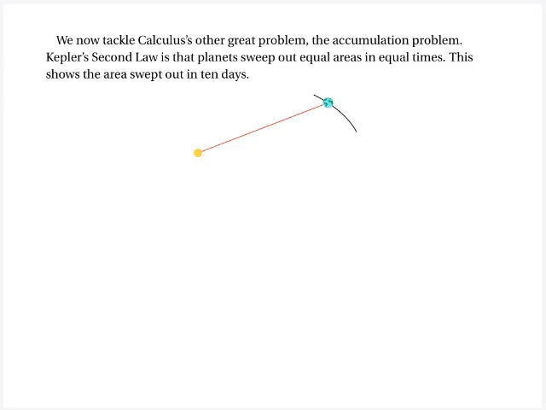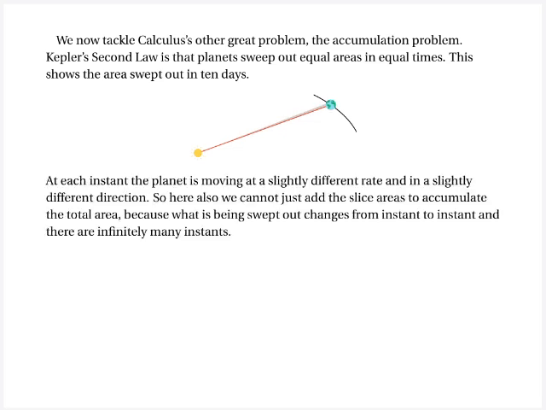Kepler's second law, for example, is that planets sweep out equal areas in equal time. I'm going to show a planet sweeping out areas in 10 days. So you look at the line that connects the planet to the sun, and it sweeps out an area. At each instant, the planet's moving at a slightly different rate and in a slightly different direction. So you just can't take one of the slices and multiply by it; that doesn't work. What's being swept out changes from instant to instant, and there are infinitely many instants.